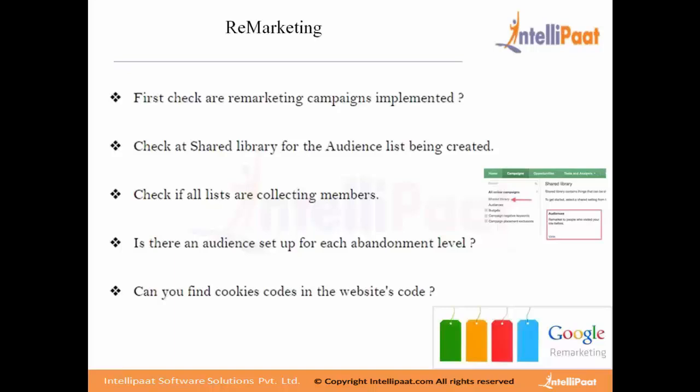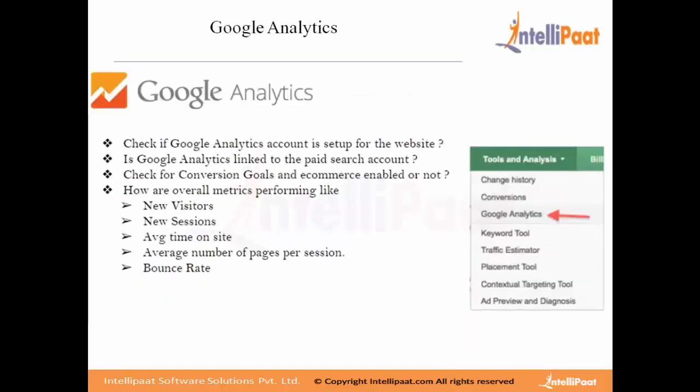So you need to look at whether the audience is set up for each abandonment level or not. Also, find the cookie codes in the website code. That is another thing which needs to be looked at while doing a PPC audit from the remarketing aspect.